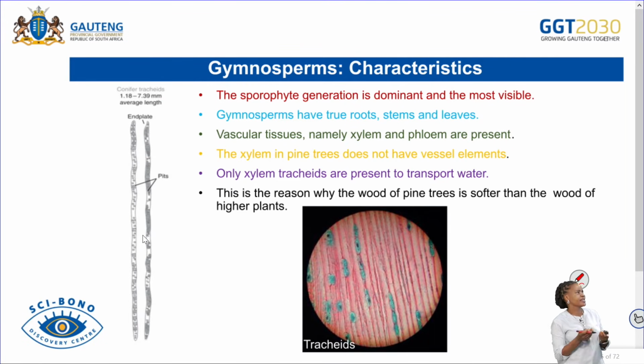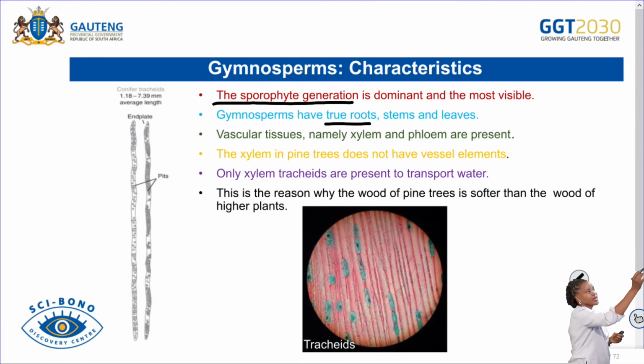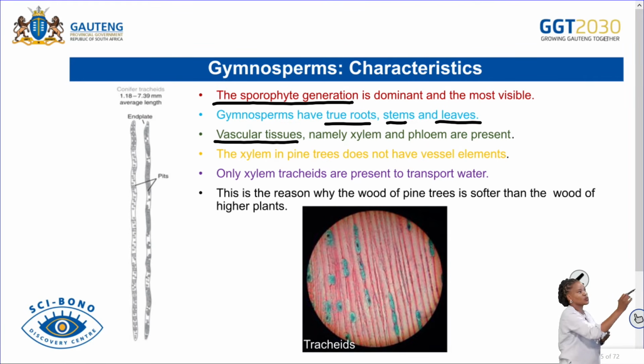The sporophyte generation is the one that is dominant in the Gymnosperms, and it is the most visible part of the plant. And then the Gymnosperms also have true roots, true stems, and true leaves. In other words, they are not referred to as thallus plants because they have all the true roots, stems and leaves. And then they also have vascular tissues. In other words, they have the xylem as well as phloem.